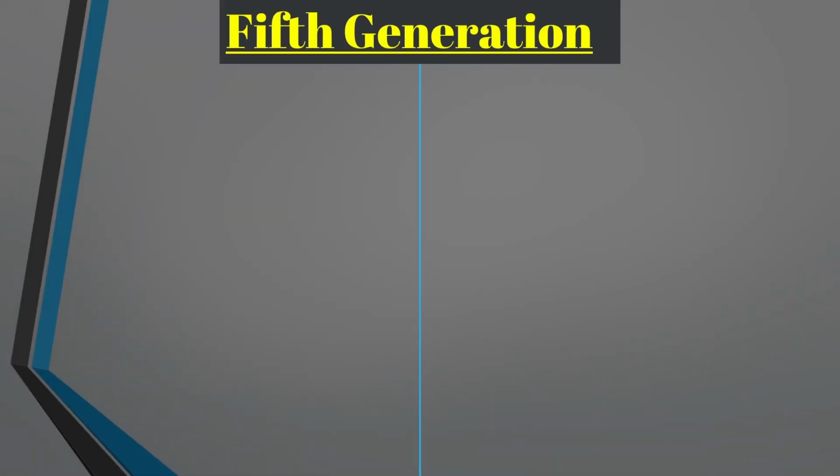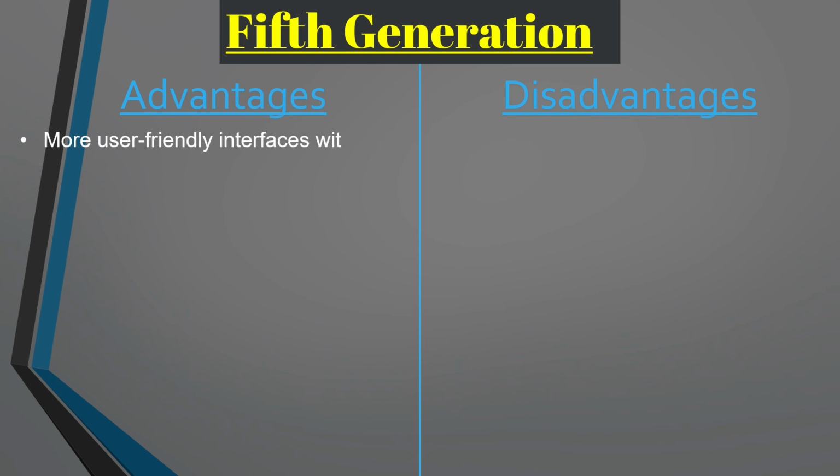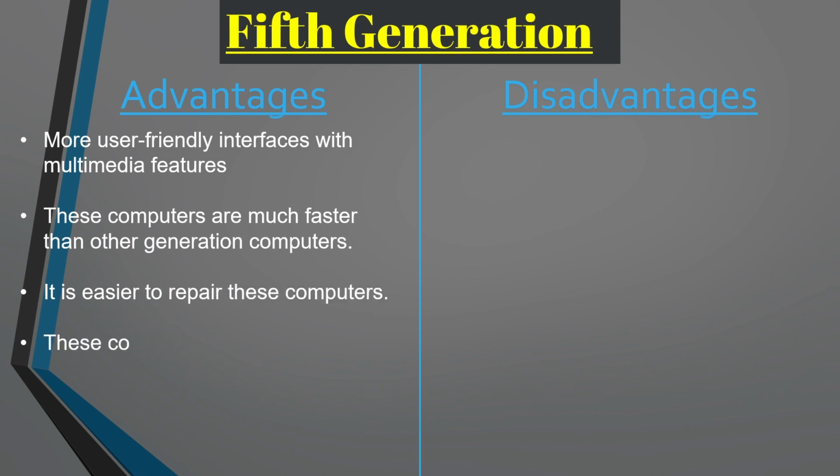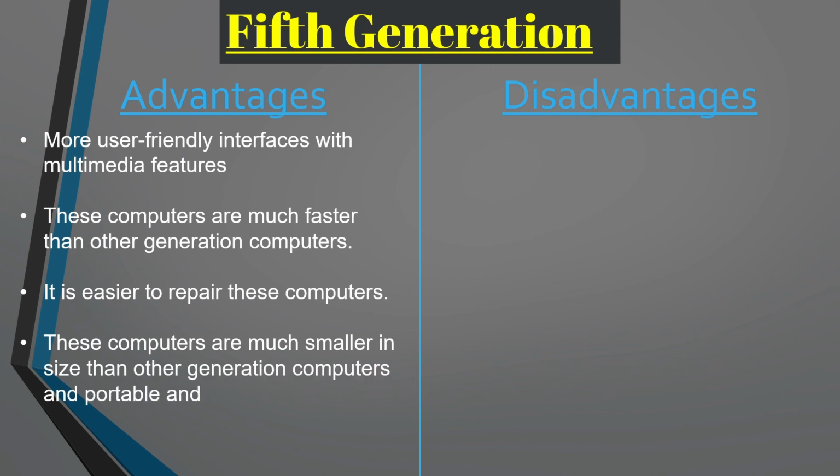In fifth generation, there are also some advantages and disadvantages. The advantages are these computers are more user-friendly interface and multimedia features. The computers are much faster than the older generation. It is easy to repair them. The computers are much smaller in size and very much portable, means they can easy to handle and to take from one place to another.